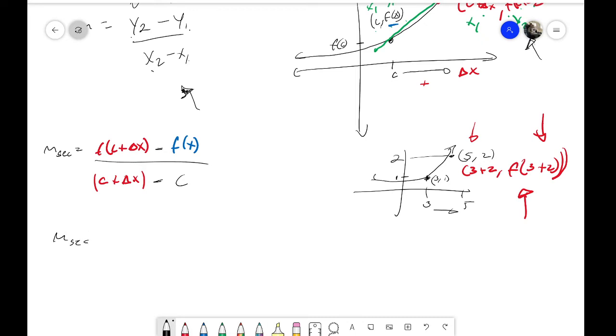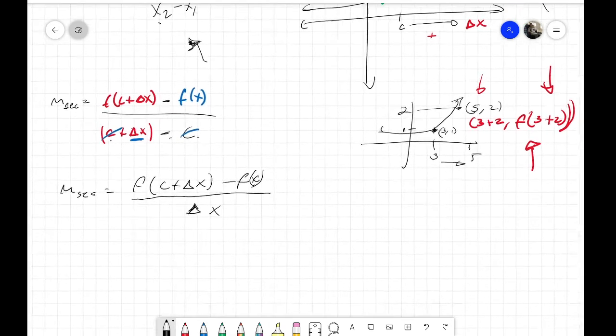So if we simplify this a little bit, in the numerator there's nothing to simplify. This is just f of c plus delta x minus f of c. There's nothing to simplify because we don't have like terms in here. In the denominator, however, we do have like terms. This is c minus c, so they cancel out, and you're just left with delta x.